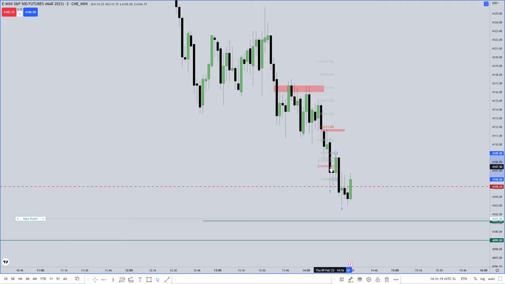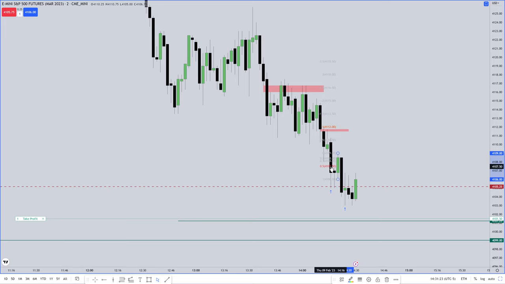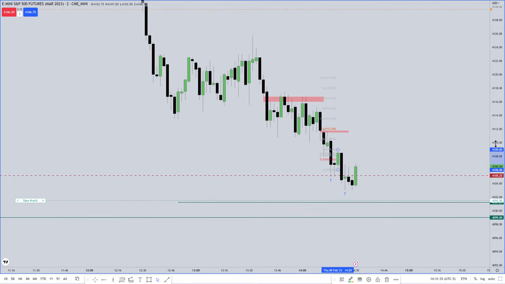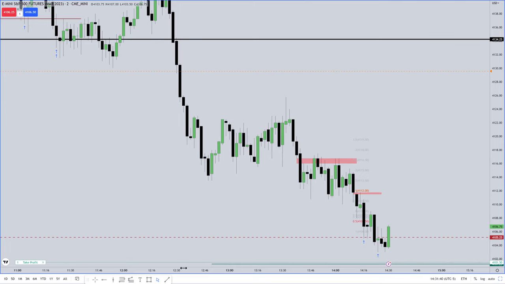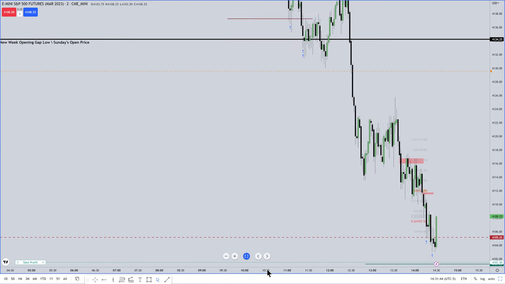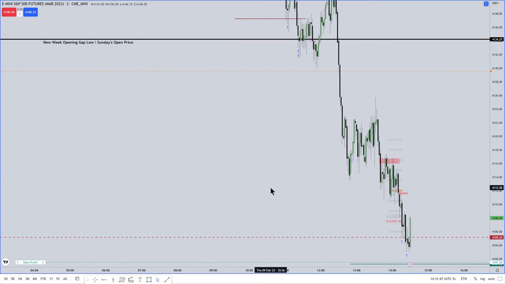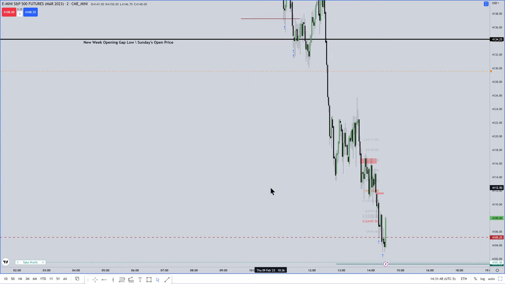I can't tell if it's a 5 or not. Old eyes. Yeah. 4107.50. If it goes through that, then I'm probably going to close the trade and be content with it. And that's that.